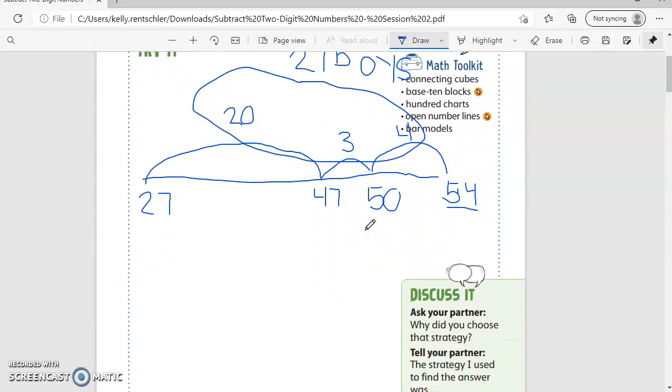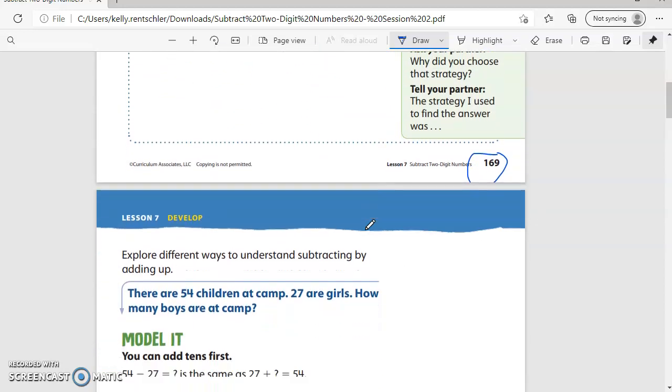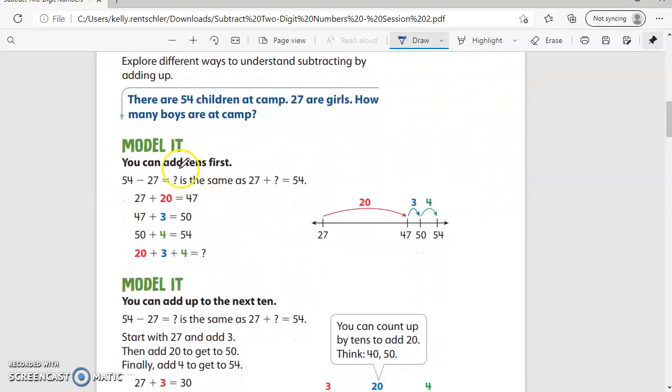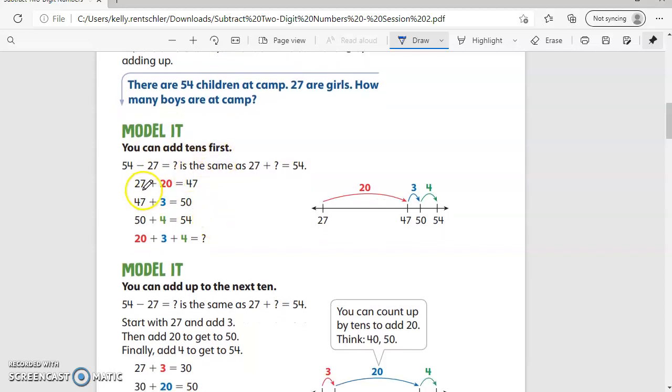All right. The next page is going to explain this a little bit better. So here is the model it. You can add tens first. So 27 plus 20 is showing you the hop to 47. 47 plus 3 is 50. 50 plus 4 is 54. And that is just showing you there.